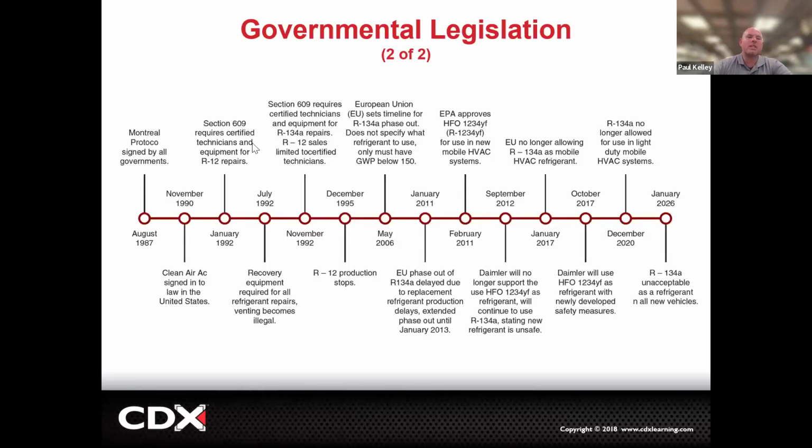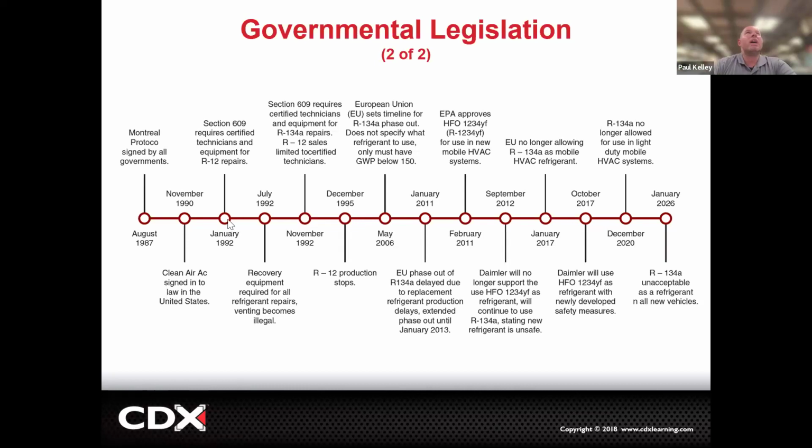So in 87, the Montreal Protocol was signed by all the governments. And when we say all, we mean the 20. It's not going to be like a small country in Africa. They weren't there. They weren't at the meeting. They didn't sign. They don't care. Okay, then in 90, the Clean Air Act was signed into law in the US.